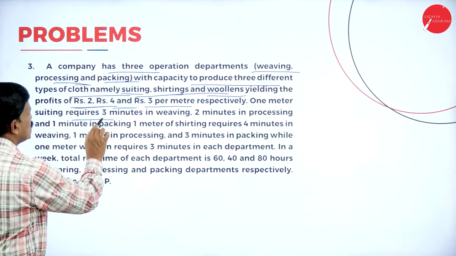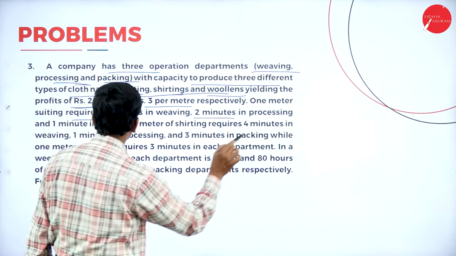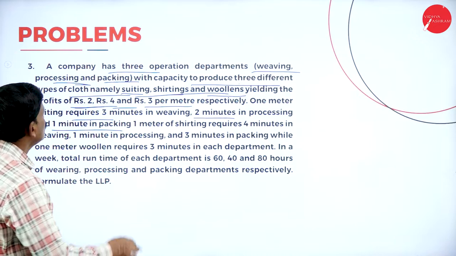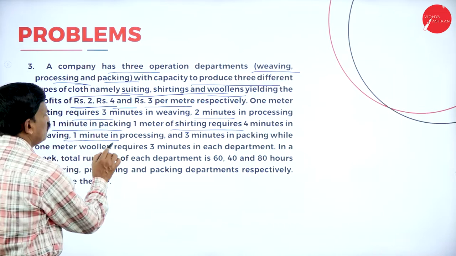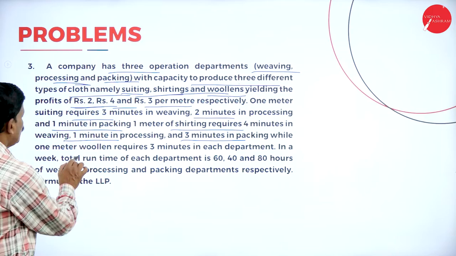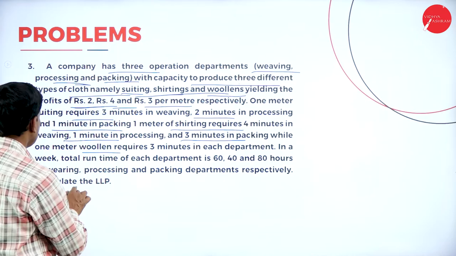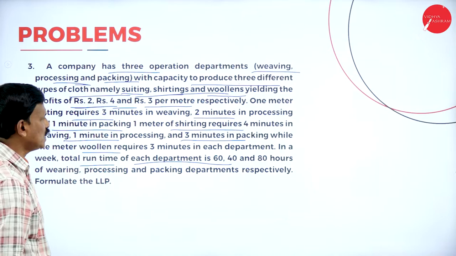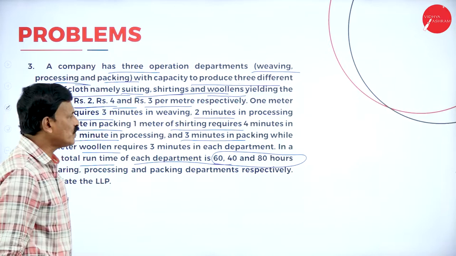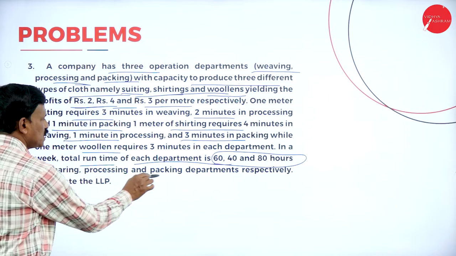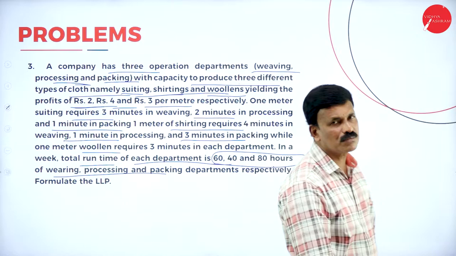One meter of shooting requires 3 minutes in weaving, 2 minutes in processing, and 1 minute in packaging, that is in packing. One meter of shirting requires 4 minutes in weaving, 1 minute in processing, and 3 minutes in packaging, while 1 meter of woolen requires 3 minutes in each department. In a week, the total run time of each department is 60, 40 and 80 hours. The maximum availability of time is 60 hours, 40 hours and 80 hours for weaving, processing and packing respectively. Formulate this as an LPP to get the maximum profit. This is the problem.